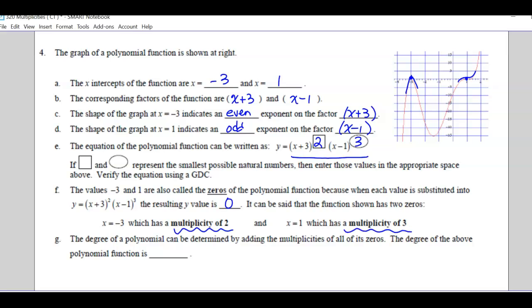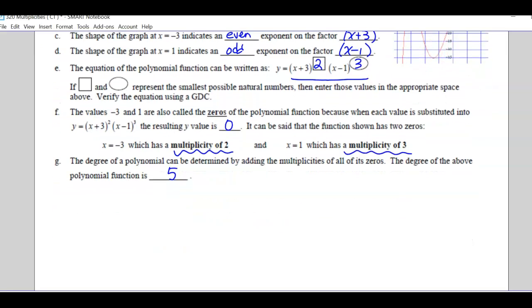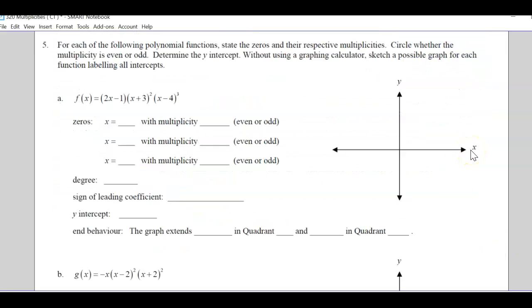So basically, when you say that in words, you can figure out what the shape of the graph looks like. The degree can be determined by adding the multiplicities of its zeros. So 2 plus 3 is 5. Okay. So let's sketch some. So here's the equation. Obviously you have a graphing calculator, so we're not going to ask you to graph too much. It's more, we're going to give you a graph and you have to come up with the equation of that.